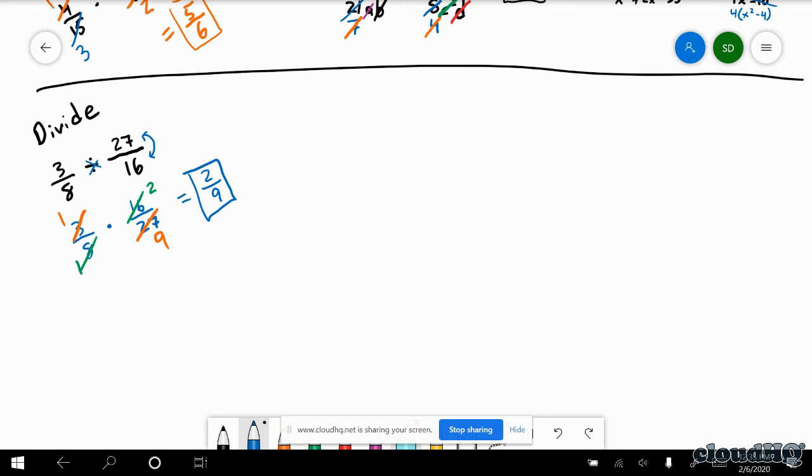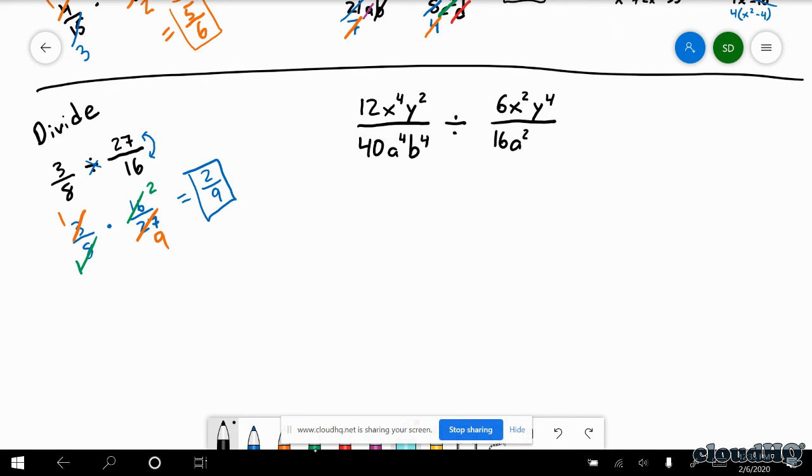in this section? Let's go with 12x to the fourth, y to the second, over 40, a to the fourth, b to the fourth, divided by 6x to the second, y to the fourth, over 16, a to the second, x.